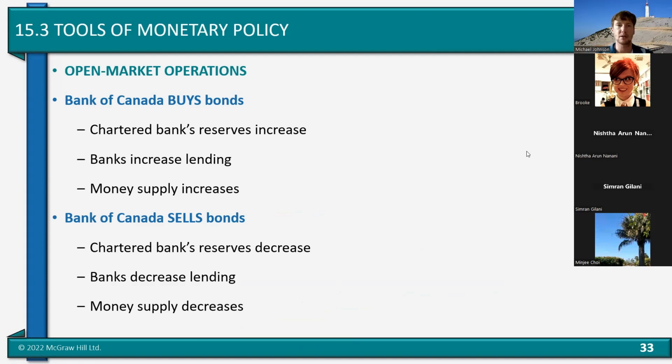So this is all you need to know right here. This screenshot shows everything that is important about this process. So the Bank of Canada buying bonds will increase the money supply. Bank of Canada selling bonds will decrease the money supply. So that's the basics of what you need to know.